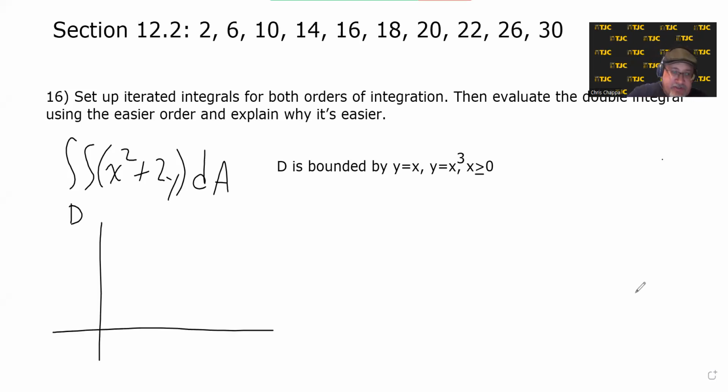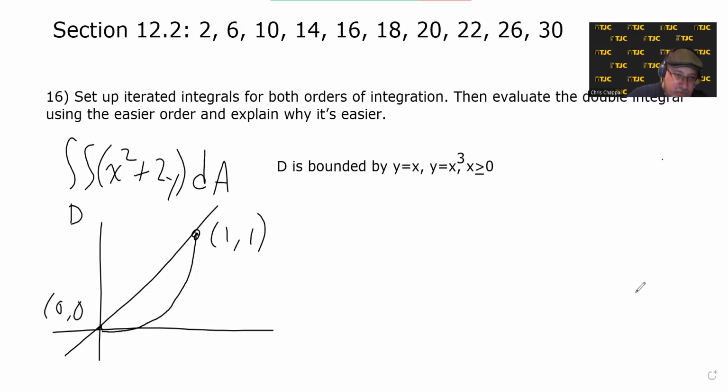Let's see, y equals x is that perfect diagonal line. Supposed to go through the origin. y equals x cubed is a twisty cubic, which starts at the origin, curves and goes up. This will intersect at 1, 1, which could be found easily by setting x equal to x cubed and solving. Of course, it's going to intersect at the origin as well.